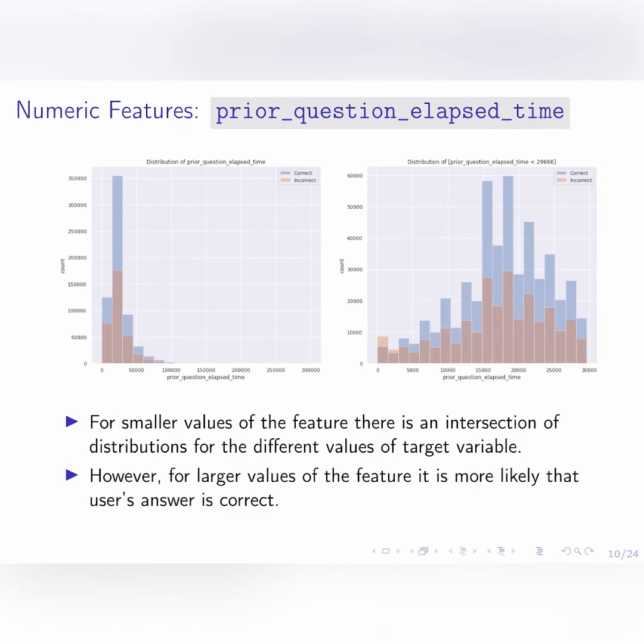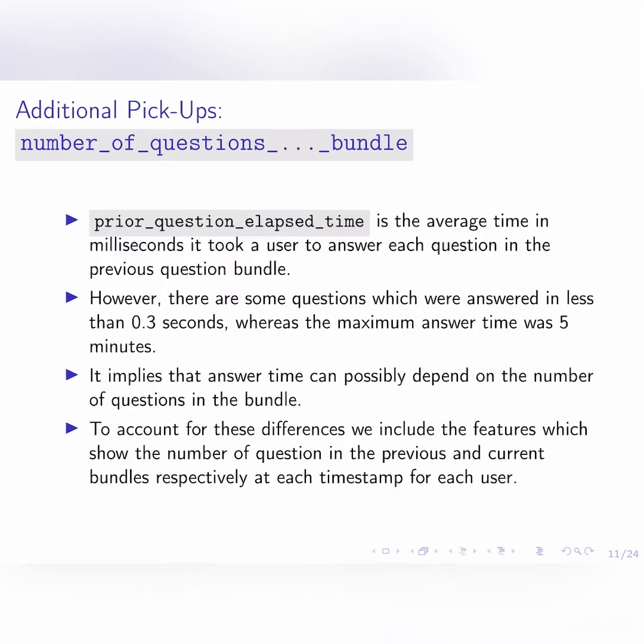As for the prior question elapsed time variable, we observe that for the larger values of the feature, it is more likely that the user's answer is correct. This dependence is not trivial, however, and needs to be taken carefully, because there are questions which were answered in less than 0.3 seconds, whereas the maximum answer time was 5 minutes. Considering the description of the variable, it implies that the variable probably depends on the number of questions in the bundle, and we include the corresponding features for the current and previous bundles.